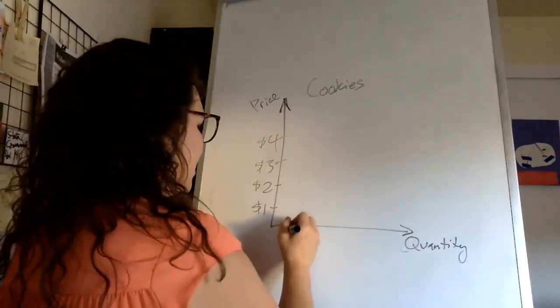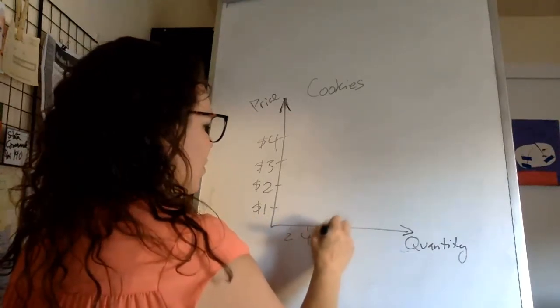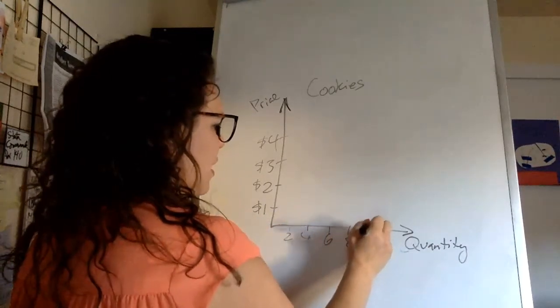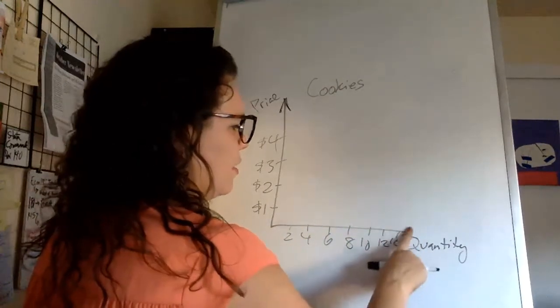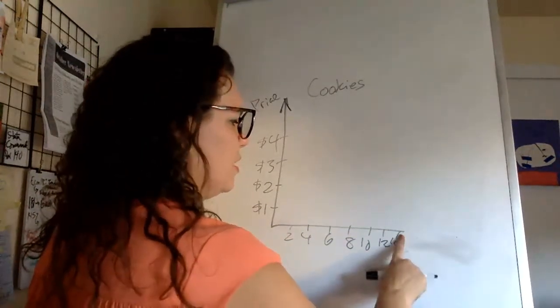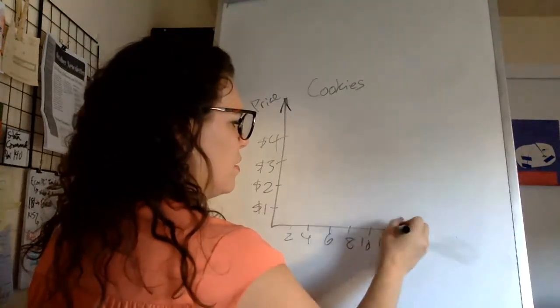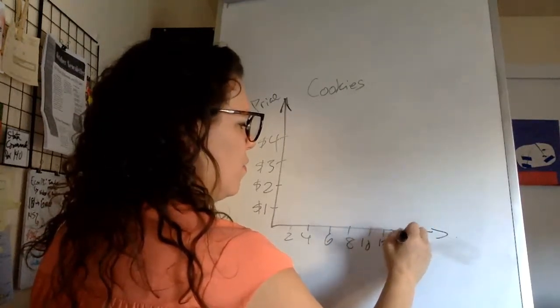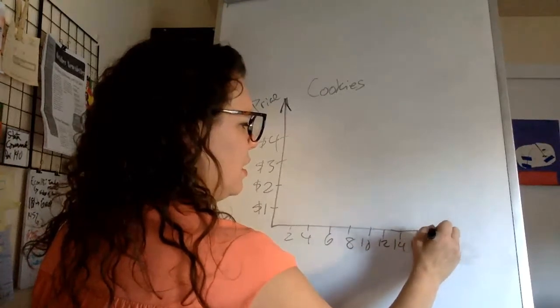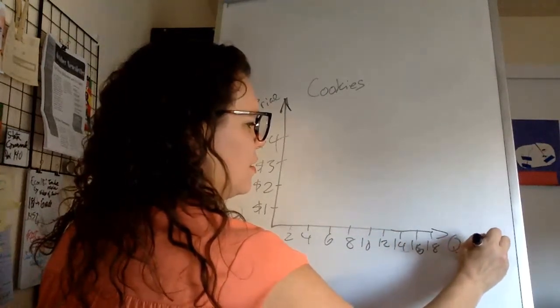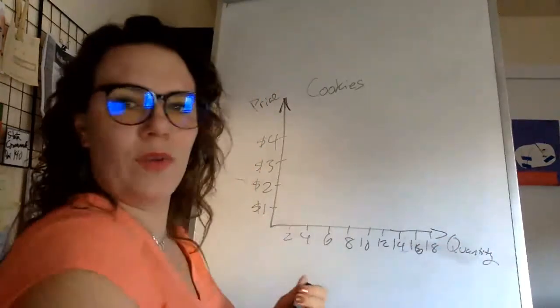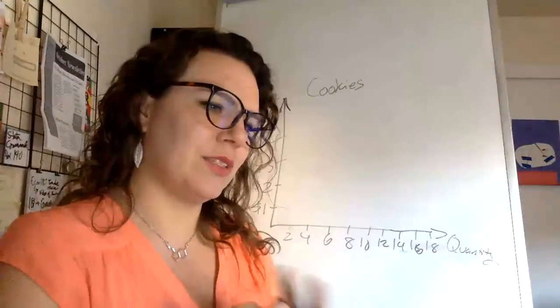So let's say we've got 2, 4, 6, 8, 10, 12, 14. I'm going to need a little more space. 14, 16, 18. No, that's my quantity. And then we can build our demand schedule and our supply schedule.